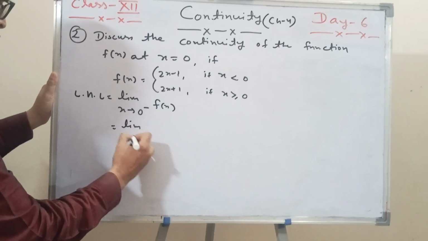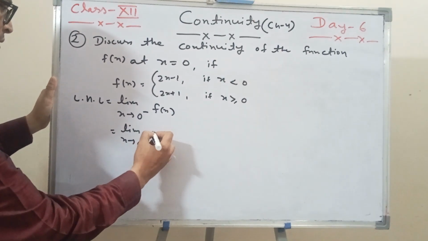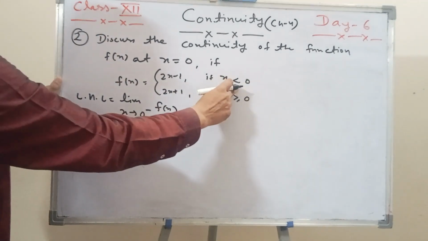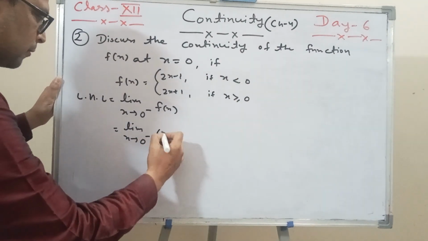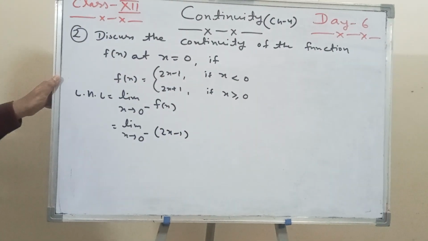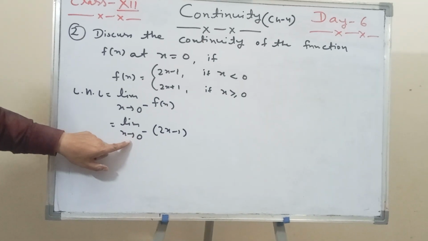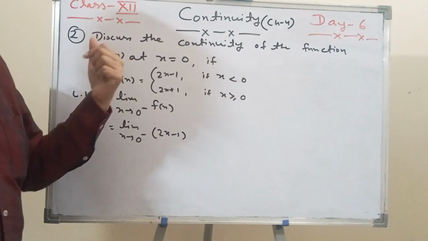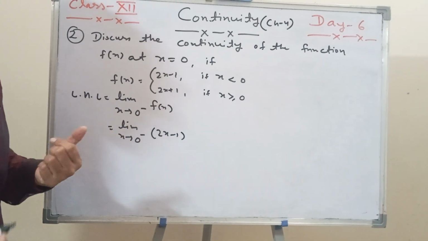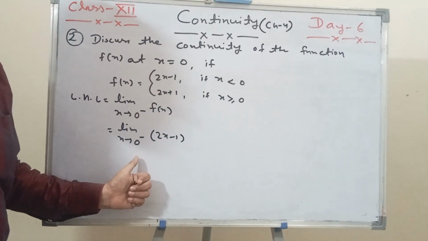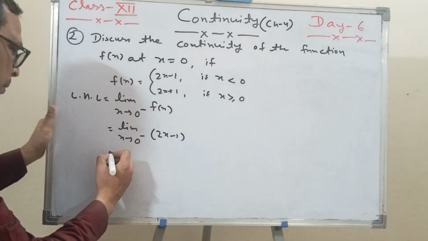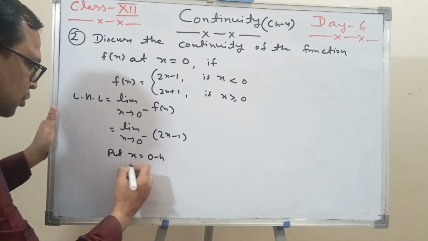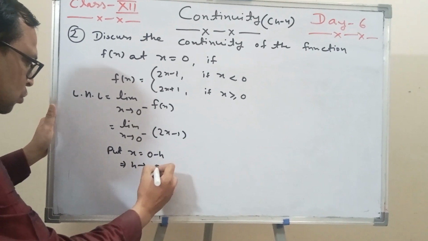Students, whenever we take the function when x is less than 0, the function is 2x minus 1. And how do we convert it in terms of h? Students, whenever we start either the left-handed limit or the right-handed limit, the concept for the left-handed limit is we put x equals 0 minus h. Therefore, h tends to 0.